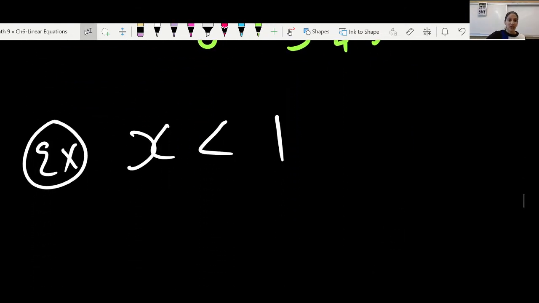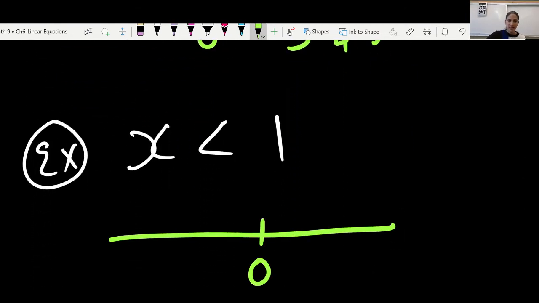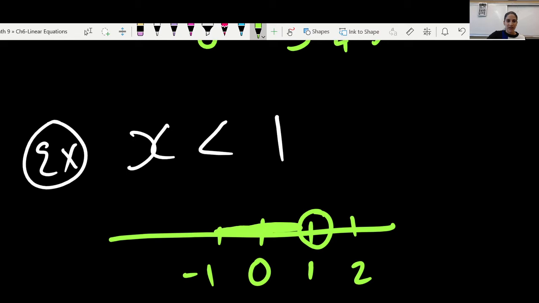X is less than 1. So again, on my number line, if I have 0, there's 1. There's 2, there's -1, so you get a sense of where the values would be. So if it says x is less than 1, I draw a circle at 1. This time it doesn't have an equal to sign underneath, it just says less than. So I leave it open and I don't color in the circle. And if we're talking about less than, then we would go to the left of 1. So this is how we would graph out our solution to this.